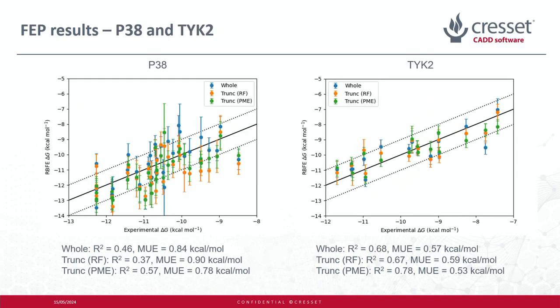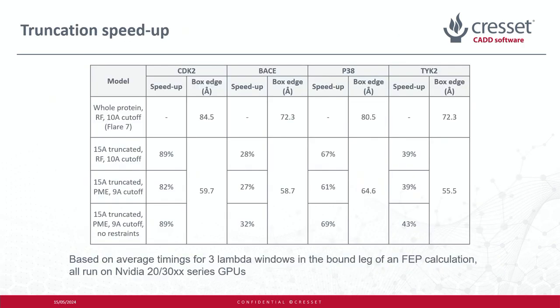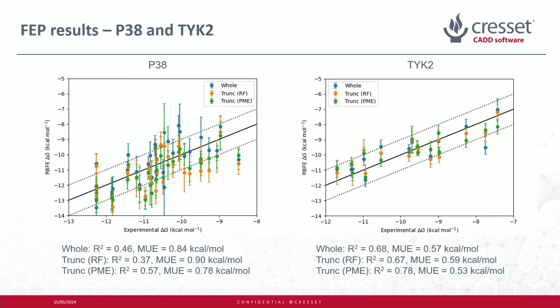And it's a similar story for TIC2 and P38. Obviously, P38 is generally much more noisy than TIC2. So we are seeing that for some proteins, the change you get when you do the truncation is much bigger than others. If you look at the TIC2 stats, they're all fairly similar. If you look at P38, the change is a bit bigger, particularly when you look at the R squared.